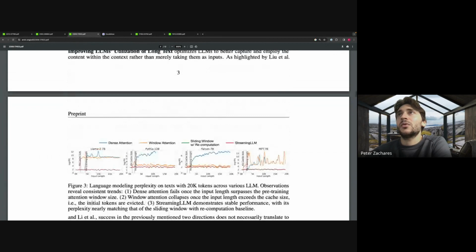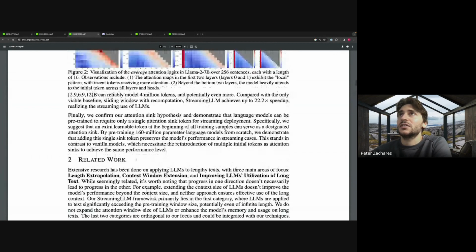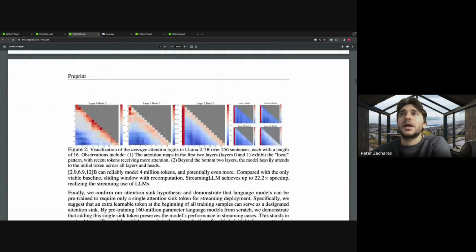So let's talk about what an attention sink is. I know I've said it quite a few times. In its most basic form, an attention sink is a token that is given a really high attention value, so the weight of that token is much higher than the rest of the tokens in the sequence. And you can see that from layer 2 onwards, the first token in this example is an attention sink.